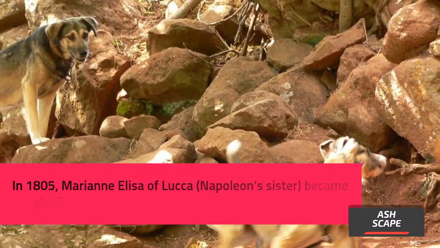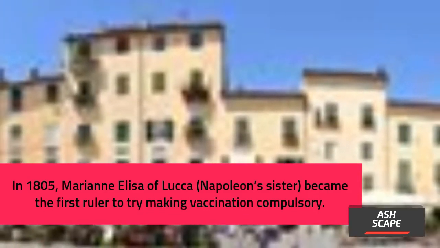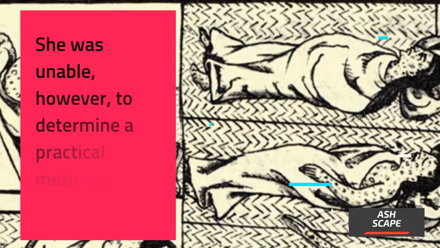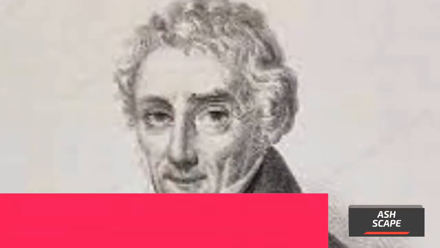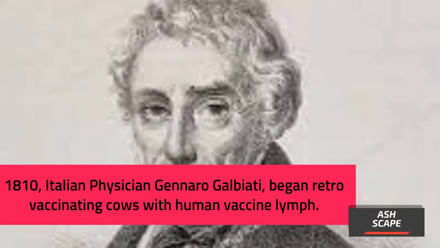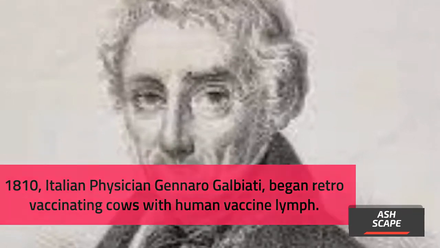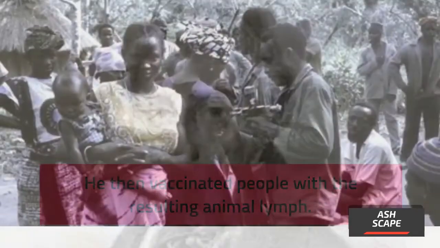In 1805, Maria Anna Elisa of Lucca, Napoleon's sister, became the first ruler to try making vaccination compulsory. She was unable, however, to determine a practical method of enforcement. In 1810, Italian physician Gennaro Galbiati began retro-vaccinating cows with human vaccine lymph. He then vaccinated people with the resulting animal lymph.